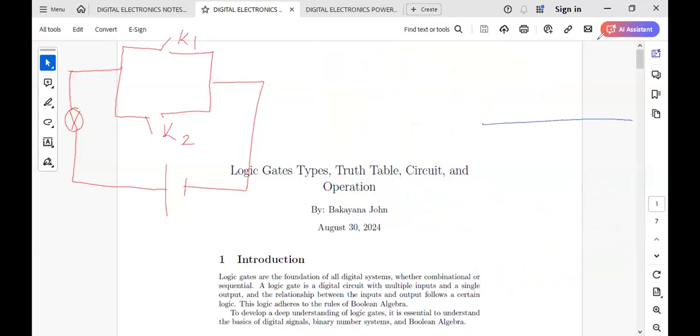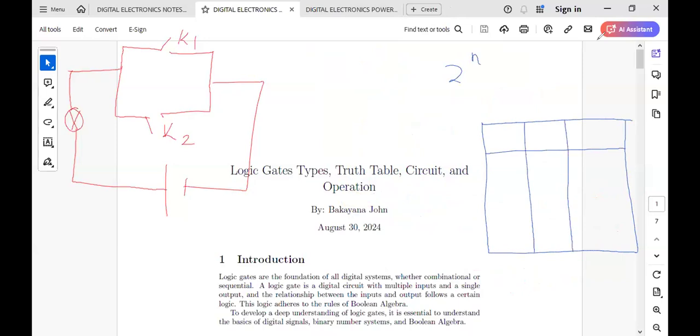If you want to know the number of rows, it is 2 to the power n. N represents the number of switches or the number of gates within the circuit. So for instance, in this circuit you have K1 and K2. That means 2 to the power 2, giving you 4 rows. The one that we looked at previously had 3 switches, K1, K2, K3. That means 2 to the power 3, giving us 8.